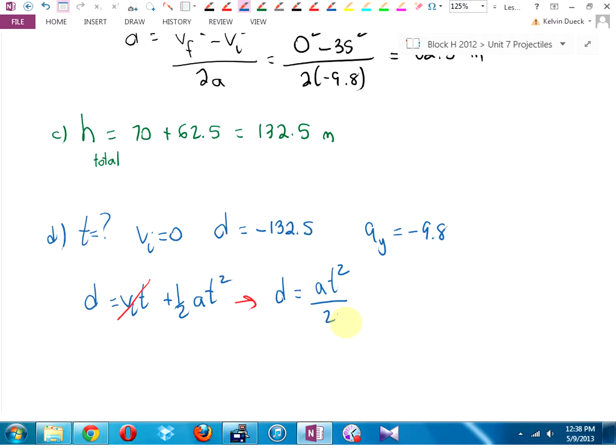That looks cleaner. Greg, what are we trying to find? T? How would I get the T by itself? What's the A doing to the T mathematically? Adding, subtracting, multiplying, or dividing? Multiplying, so how will I move it over? What's that 2 on the bottom doing to the T? Adding, subtracting, multiplying, or dividing? How will I move it over?